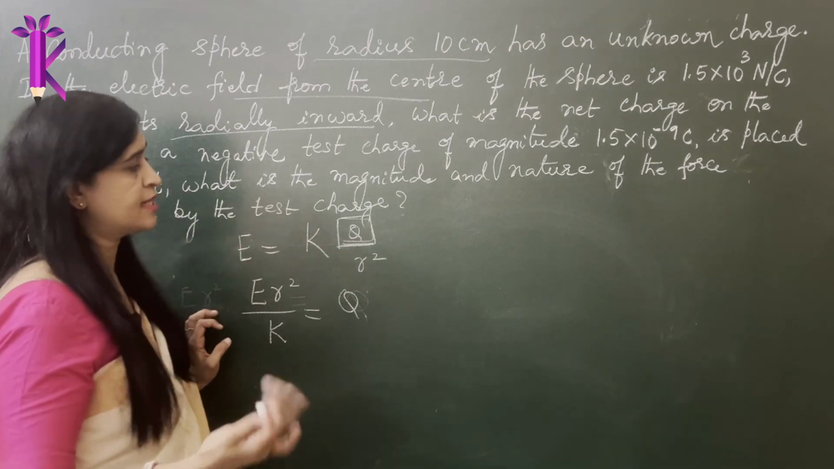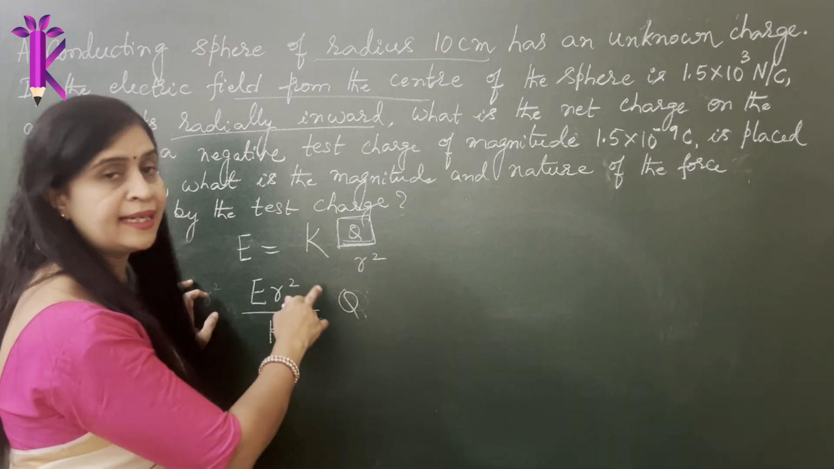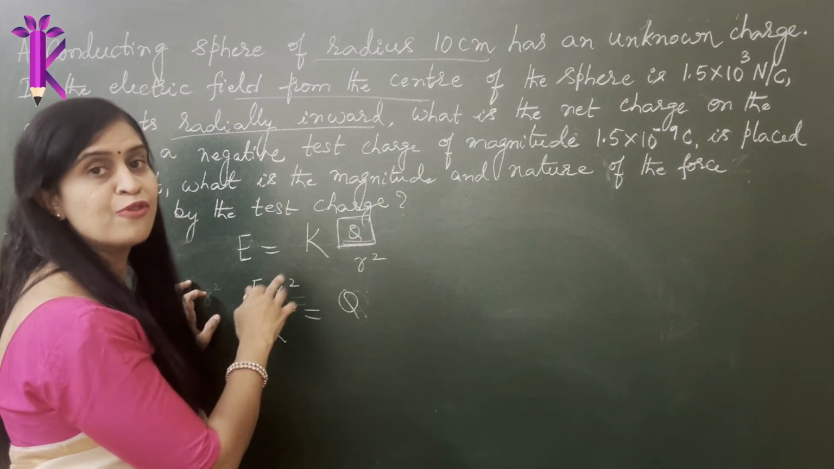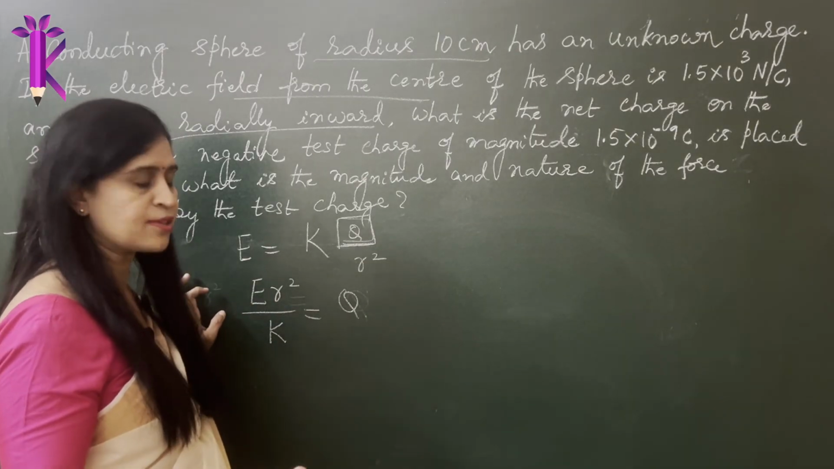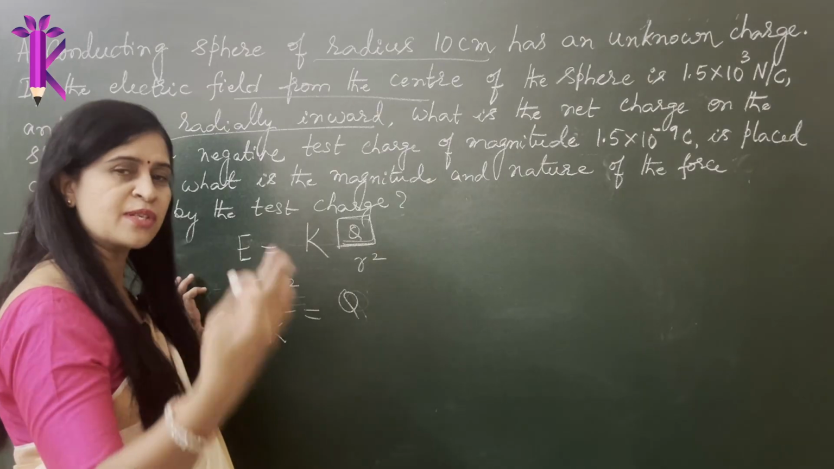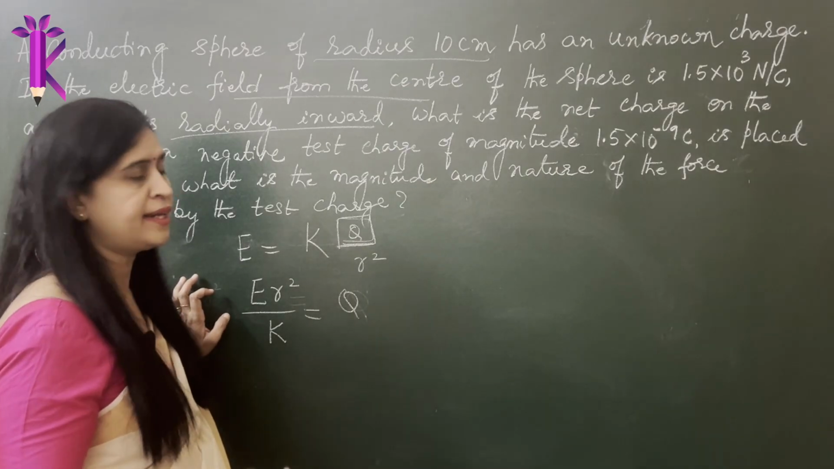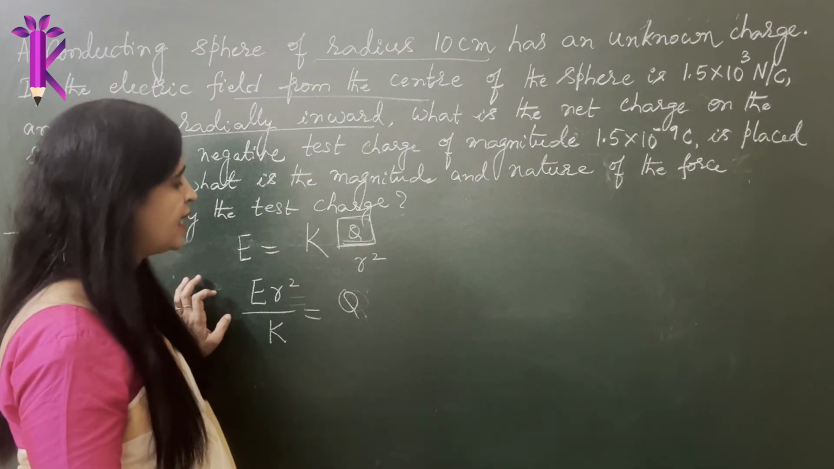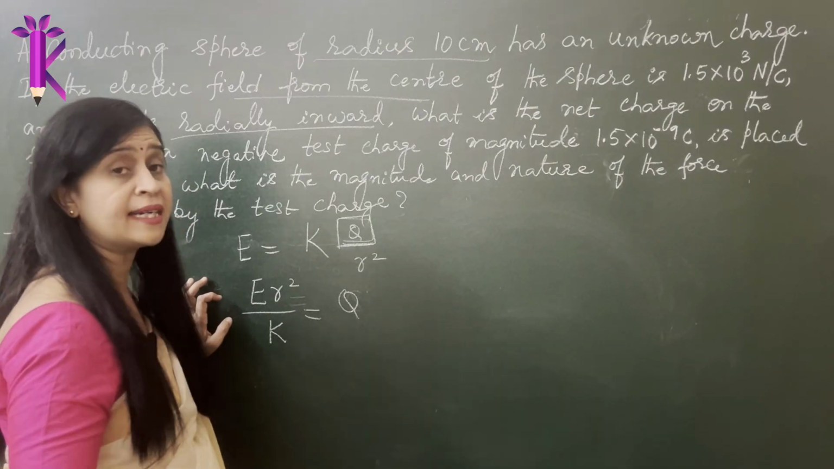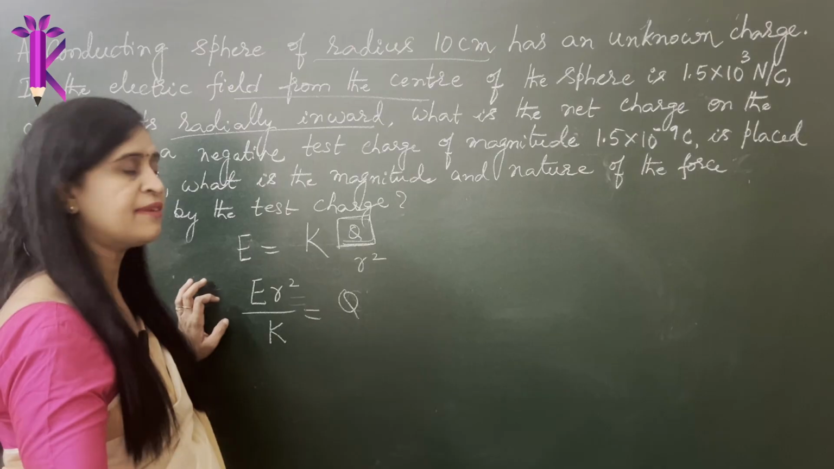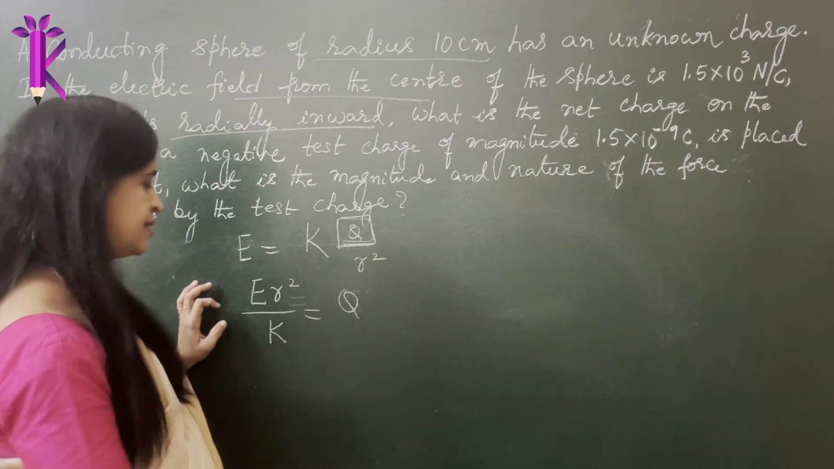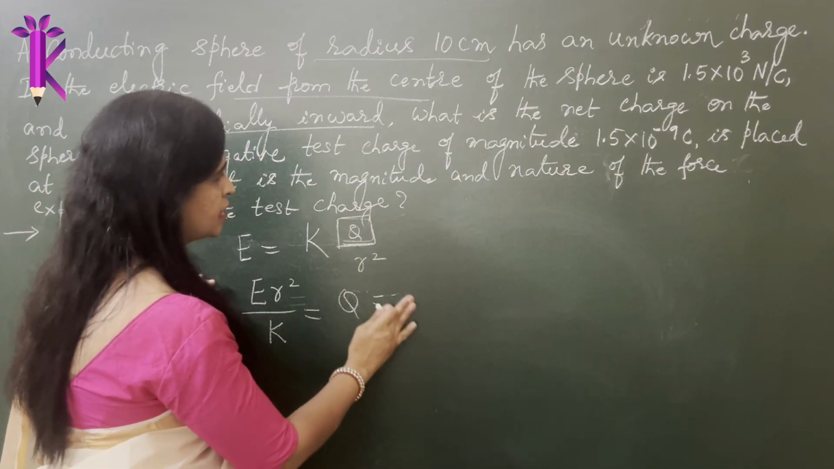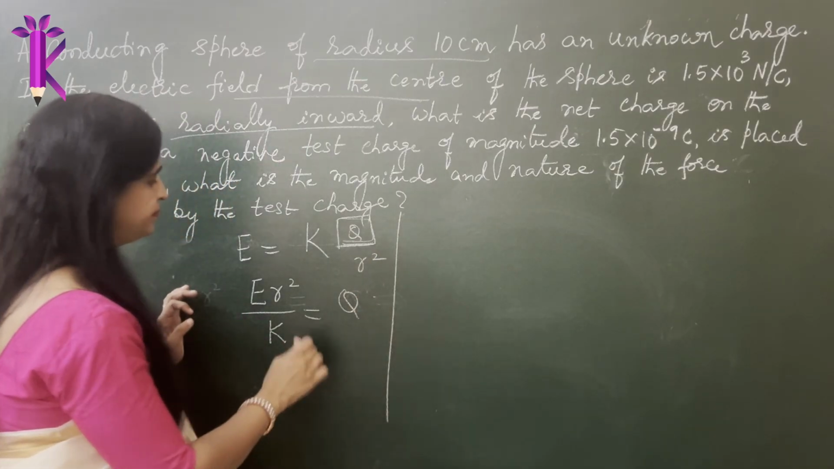Why did I not write it as 1 by 4 pi epsilon naught? If I write it as 1 by 4 pi epsilon naught, then I end up cross multiplying 4 pi epsilon naught only. Then I will have to again substitute the value for 4 into pi into epsilon naught, which is 8.854 into 10 to the power of minus 12. That would be a bit complicated. I didn't want to do that. If you have a calculator, you can certainly answer it, but this will also give you the same answer. So let's substitute. Time for substitution.